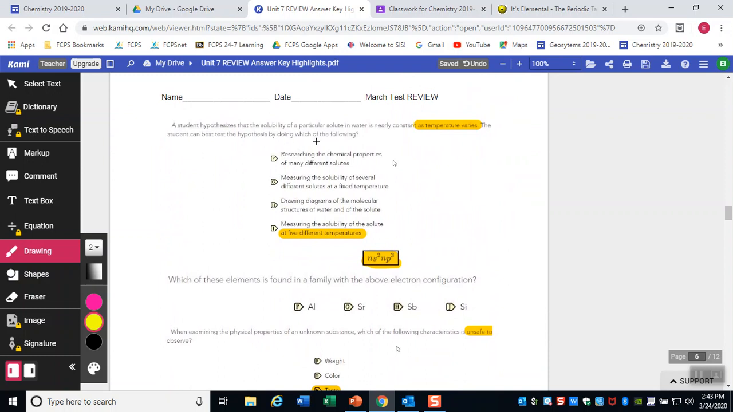A student hypothesizes that the solubility of a particular solute in the water is nearly constant as the temperature varies. Which experiment can the student best use to test the hypothesis? All right, so we want to have a variety. Our IV is the temperature. We're changing the temperature. And the only one that matches that would be J.